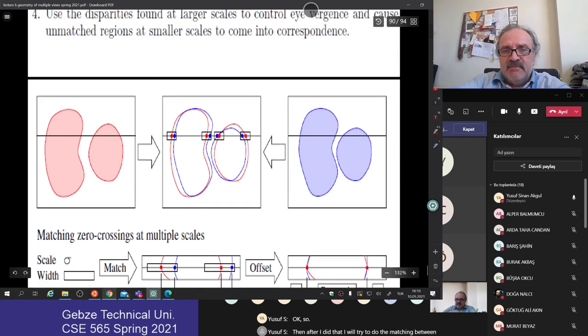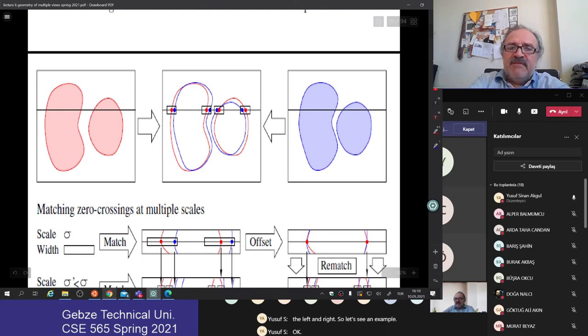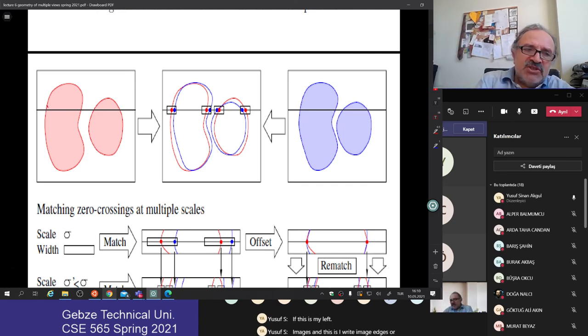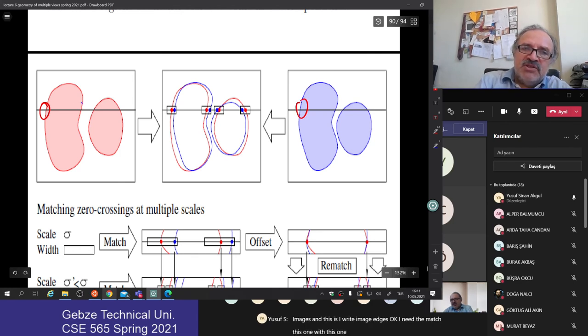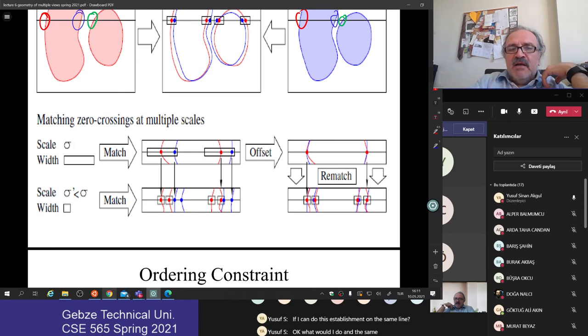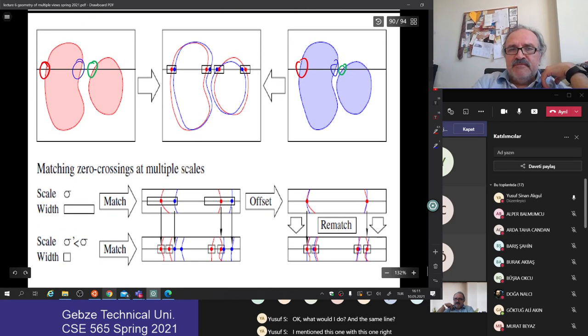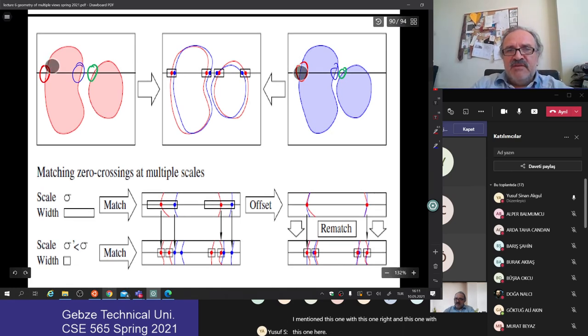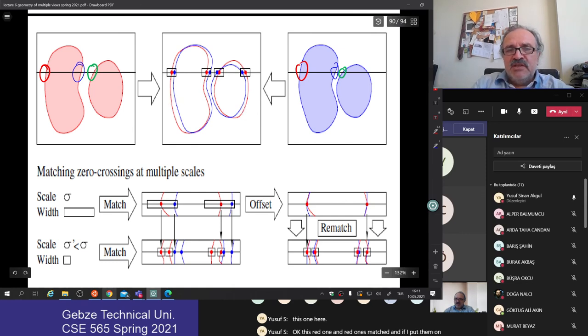So let's see an example. If this is my left image edges and this is my right image edges, I need to match this one with this one, and this one with this one, and this one with this one, etc. In the largest sigma value, if I can do this establishment on the same line, I match this one with this one, and this one with this one here. This red one and red one is matched.